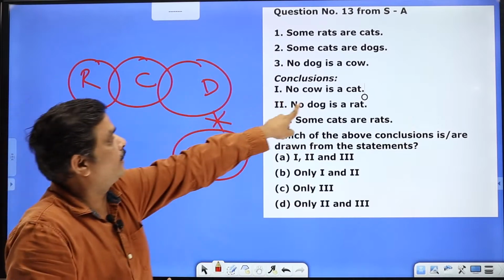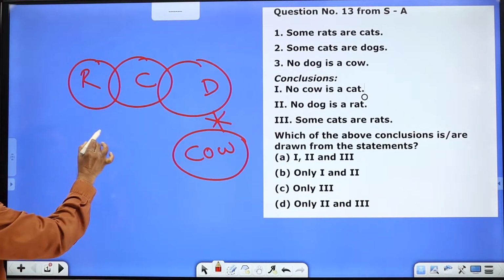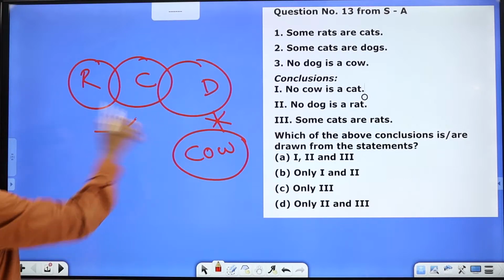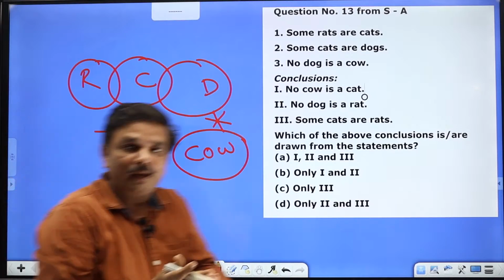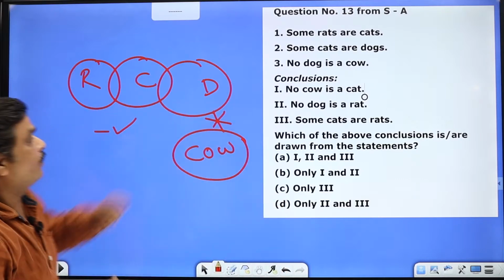What is the first one here? No cow is a cat. This is cow, cat. No cow is a cat. Negative conclusion, right. No and some not are negative. All and some are positive, affirmative. Okay, then go for the next one.